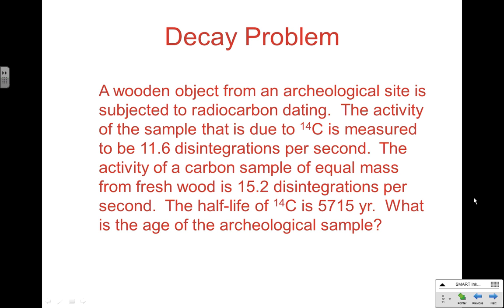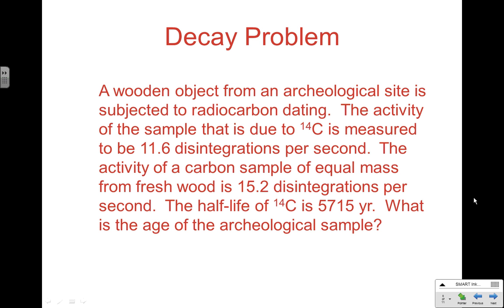Okay, here's a typical half-life problem. This is one of many types of questions you can do with this, and you'll try some in your homework. A wooden object from an archaeological site is subjected to radiocarbon dating. The activity of the sample that is due to the amount of C14, which is a type of carbon that is radioactive, is measured to be 11.6 disintegrations per second. So this is an example of what I said earlier with that equation. You can look at it as the number of particles, as the mass of the particles, or as how fast it's decaying at this point, which is measured in disintegrations per time. So at this point, its disintegrations per second would be 11.6.